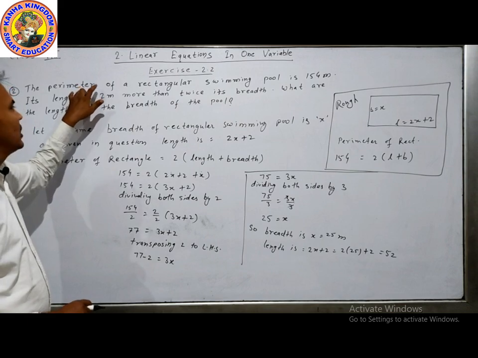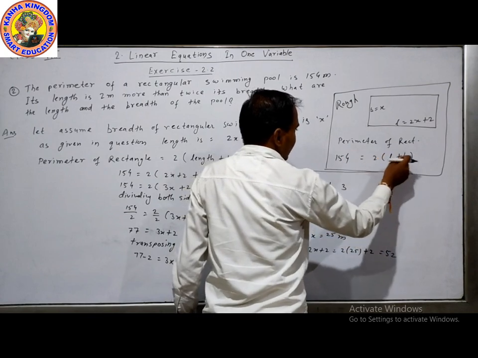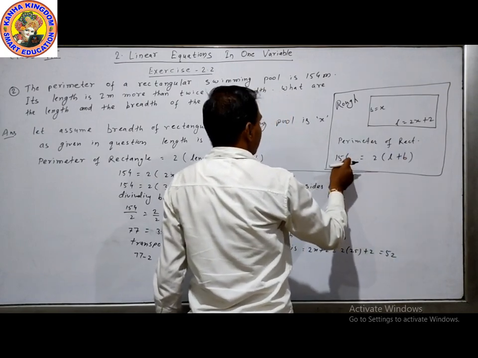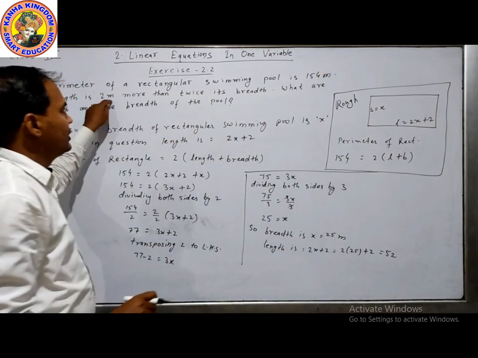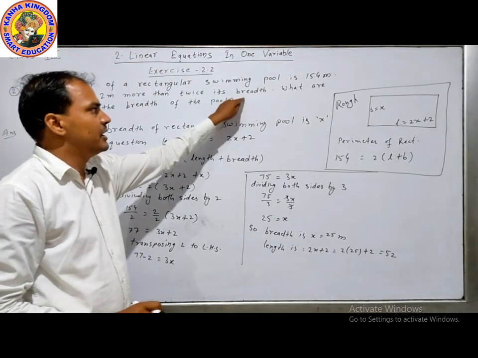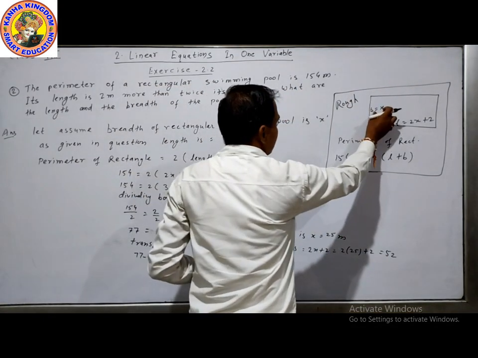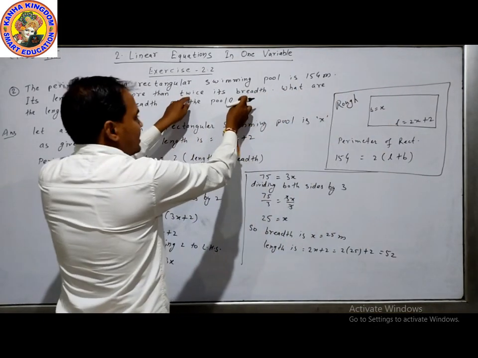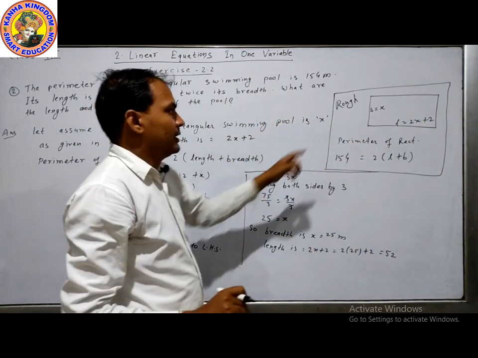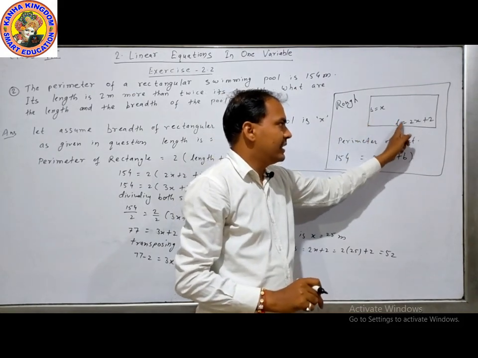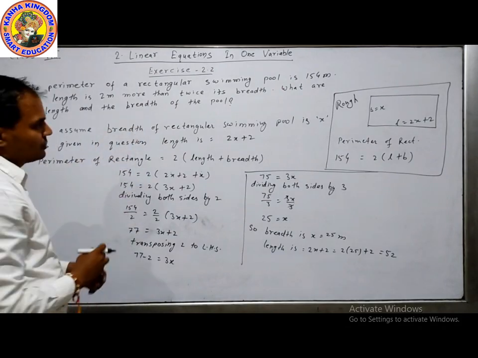From the beginning of the question, the perimeter of a rectangular swimming pool. We have to know the formula of the perimeter of a rectangle: 2 into length plus breadth. Given in the question, the perimeter is 154. The length is 2 meters more than twice the breadth. We have to know the breadth, so let us assume the breadth is x. Then twice the breadth is 2x, and 2 more means plus 2. The breadth is x, the length is 2x plus 2. What are the length and breadth of this swimming pool?